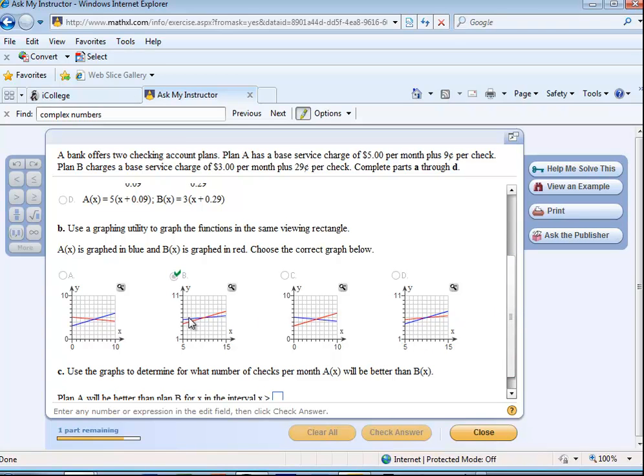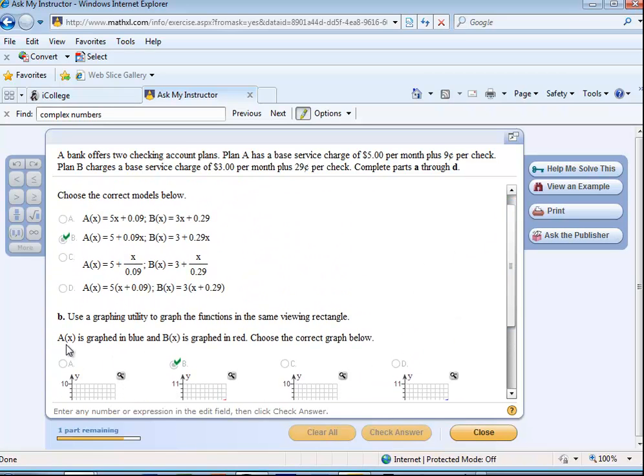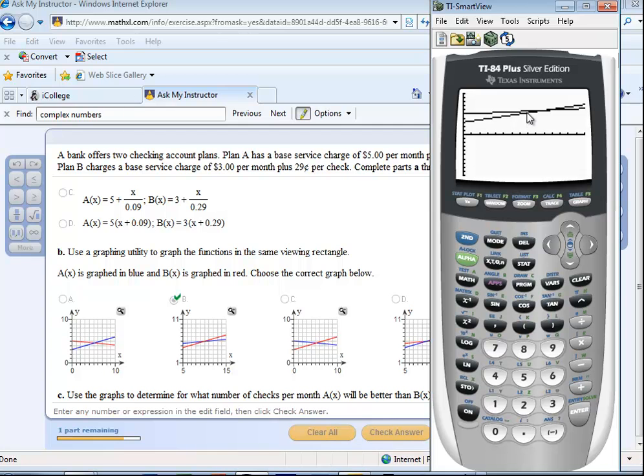So the question is, what does the blue line represent and what does the red line represent? So it tells us A of x is the blue line, which is the first function. B of x is the red line, which is our second function. So we just have to figure out which one of these graphs on here matches that.